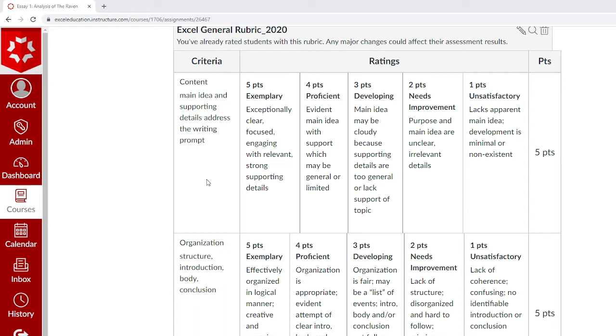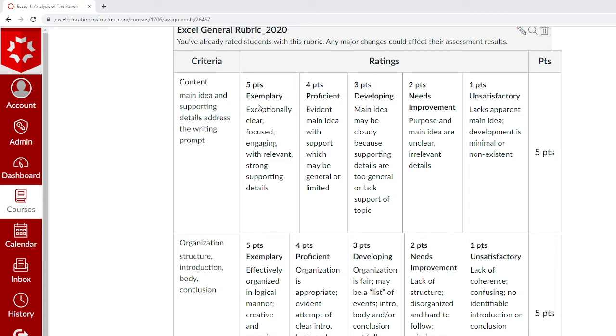Content is where we check to see if you followed the instructions in the prompt and have provided the evidence required to support your points. If you take a closer look at this part of the rubric, this category will score you on whether or not you have focused on the topic of the writing prompt, if you have an appropriate and clear main idea within your writing, and whether or not you have provided clear and appropriate details and evidence to support that main idea.